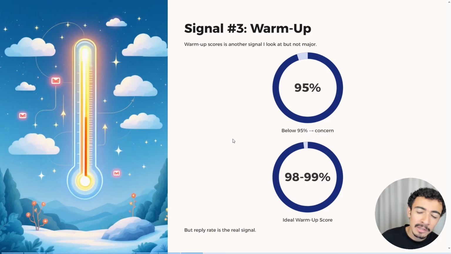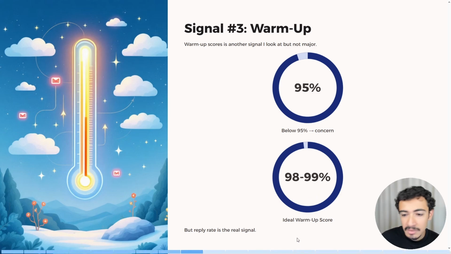So the third signal I look at, which is one of the lesser ones, I don't really rely on this that much, but it's your warm-up score. It's another signal I look at, but it's not super major. If I'm getting a below 95% warm-up score, that is kind of concerning. If I'm getting 98, 99% or closer to 100, that's my ideal warm-up score.